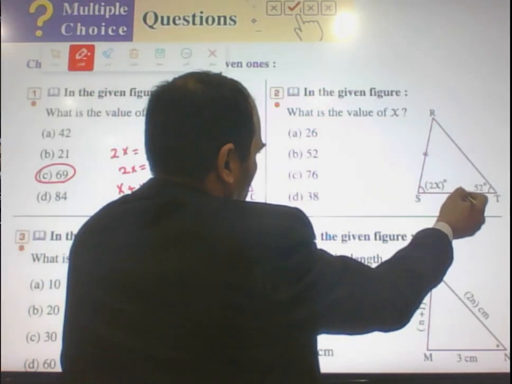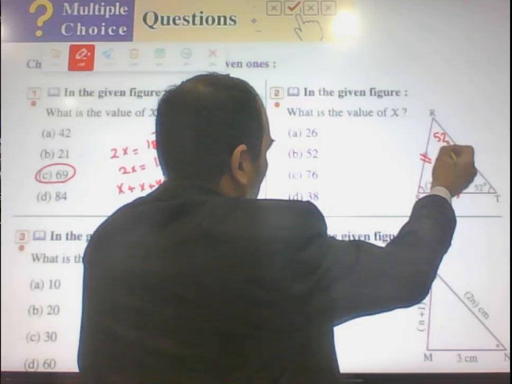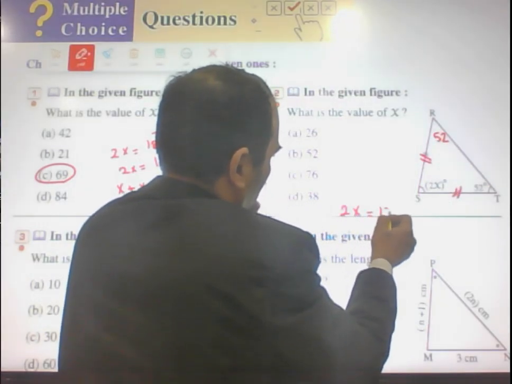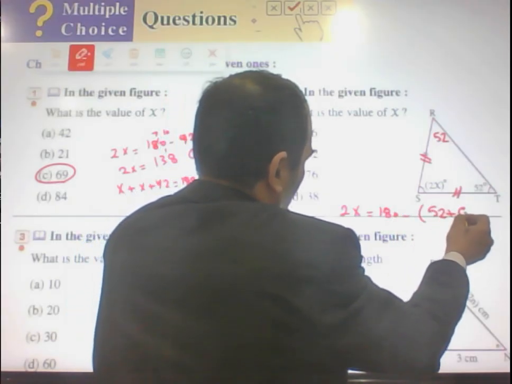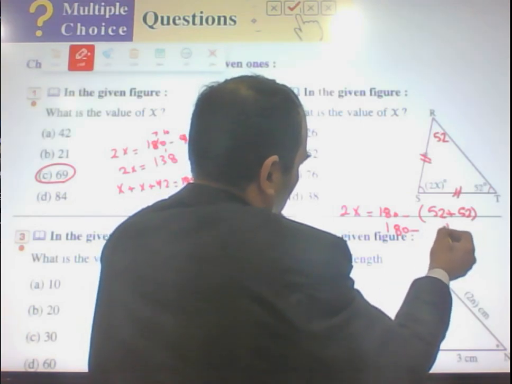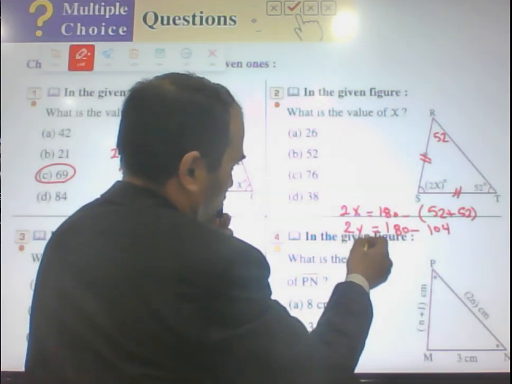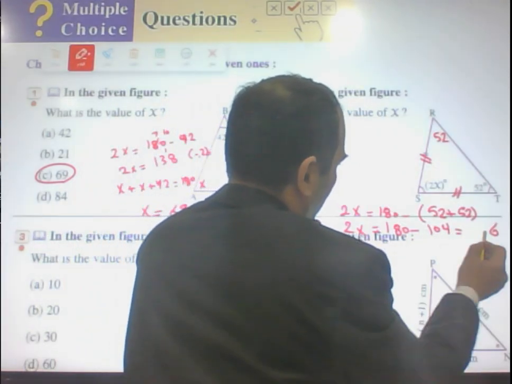We have an isosceles triangle, two sides equivalent. The measure of two angles in the base will be equivalent. We have also 52. Then 2x equals 180 subtract the summation of the two angles, 52 and 52. Write 180 subtract the summation: 2 plus 2 is 4, 5 plus 5 is 10. Then 2x is equivalent to the difference between two numbers: 10 minus 4 equals 6 and 7 minus 0 is 7.